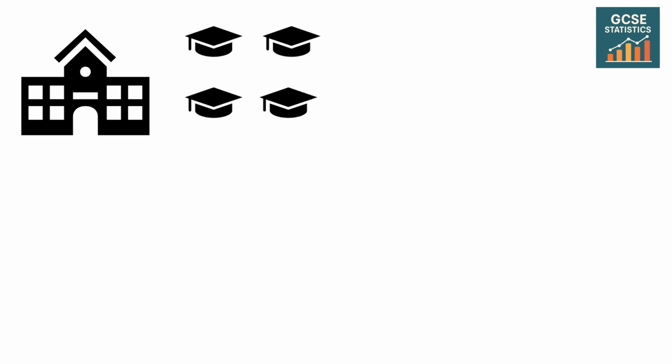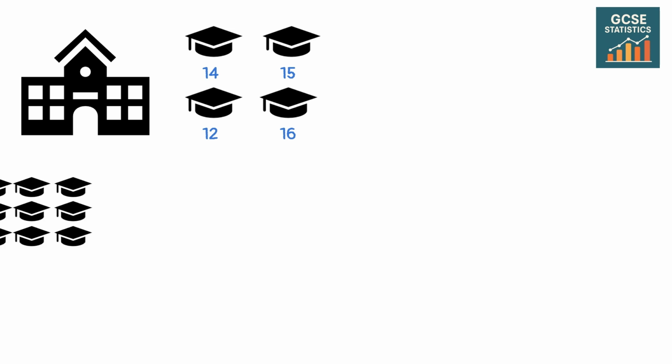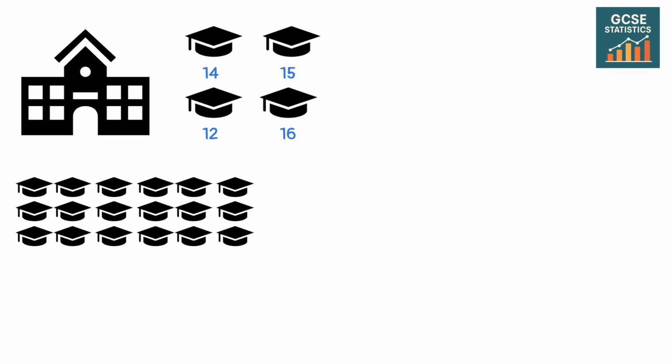If I go to a school and want to investigate a variable, let's say age, then I'll ask for people of their ages. If I do so here, an example could be the following: 14, 15, 12, and 16 years old. But that isn't a lot of people to ask. My dataset will be very small if I were to only ask 4 people. So how about I go and ask the entire school?